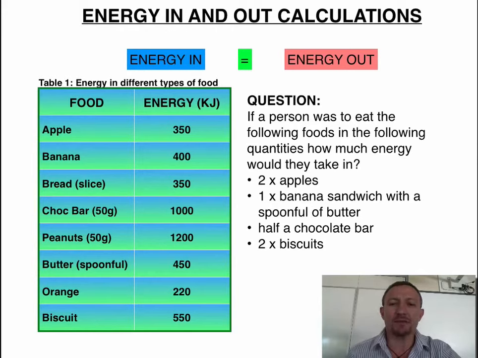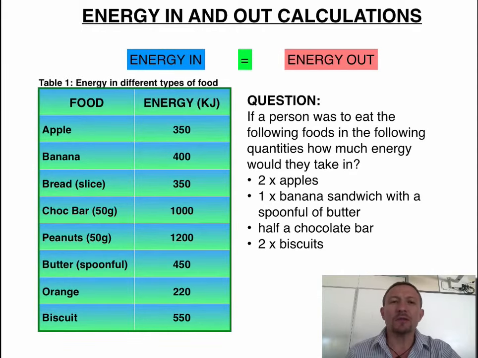We've got 2 apples, 350. 1 banana sandwich with a spoonful of butter. So a sandwich basically is made up of 2 pieces of bread. There's 1 banana in there and there's a spoonful of butter. So what we would do is look for the banana, look for the 2 pieces of bread and the spoonful of butter. Half a chocolate bar, well, you're going to obviously have to divide the chocolate bar value by 2. And obviously 2 biscuits, you're going to have to multiply it by 2.